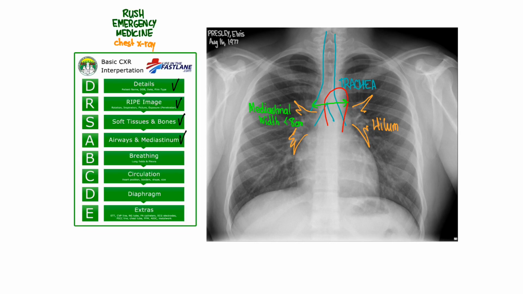Now, B stands for breathing, which means that we're going to look at the lung spaces. And so one thing you might want to do is look for vascularity.